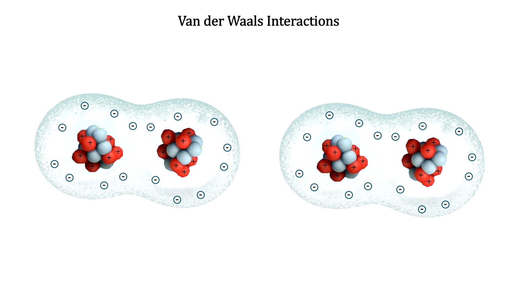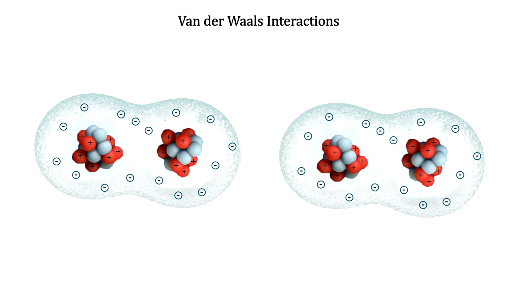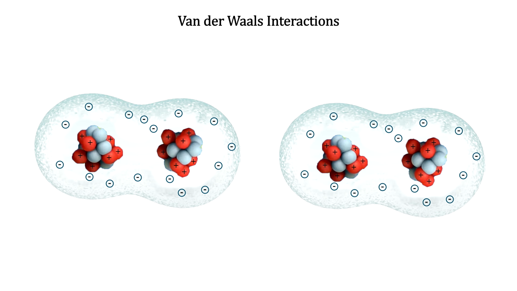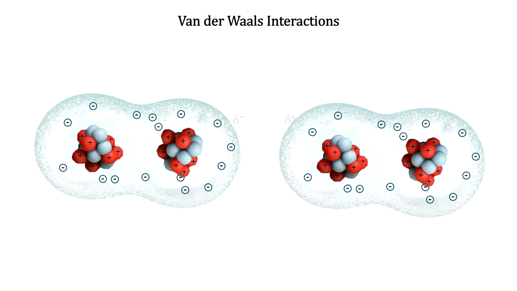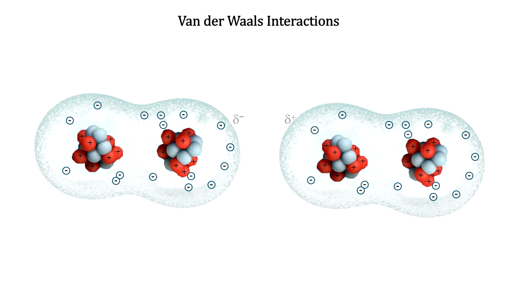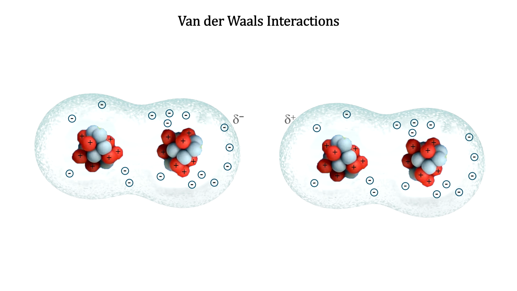But because electrons follow the laws of quantum mechanics, their positions can change over short periods of time. If they were to group on one side of the molecule, that side would appear negatively charged relative to the nearby molecule. And because like charges repel, it would tend to push the electrons in the other molecule back. This in turn creates a situation where the molecule on the left is relatively less negative, or equivalently, relatively more positive. And because opposite charges attract, we get a very weak and temporary attraction between the two molecules.